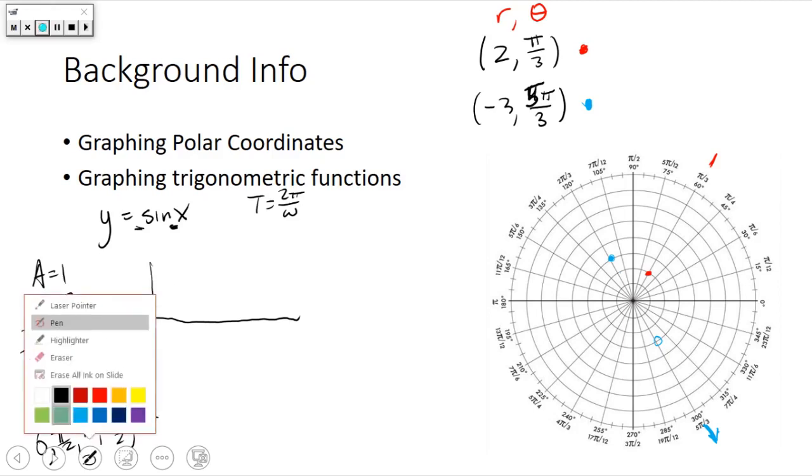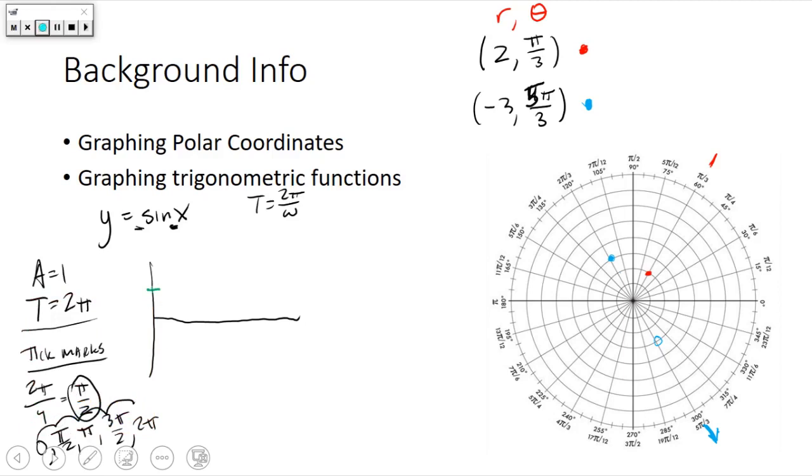We're going to go 1 up, and we're going to go 1 down. That's the amplitude. That's 1. That's negative 1. Zero is the midline. We're going to go over to pi over 2, over to pi, over to 3 pi over 2, and over to 2 pi.